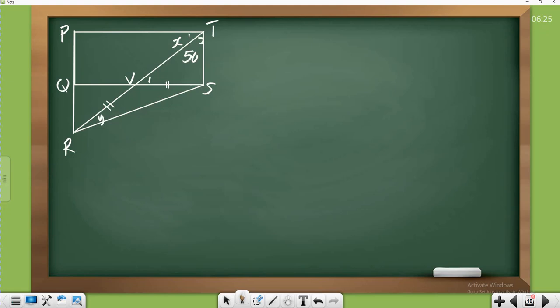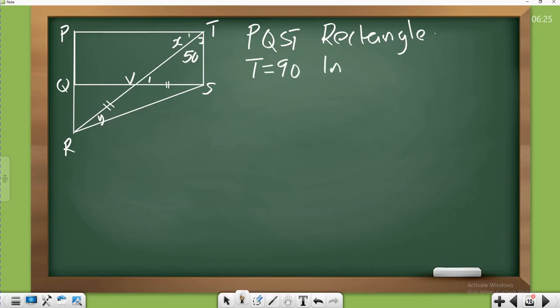All right, we want the value of x and y. Now don't forget, we are told that PQST is a rectangle. What do you know about the interior angles? Each of the interior angles will be 90. Angle T is equal to 90 degrees, interior angle of a rectangle.